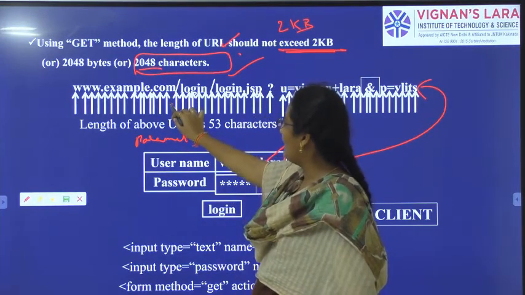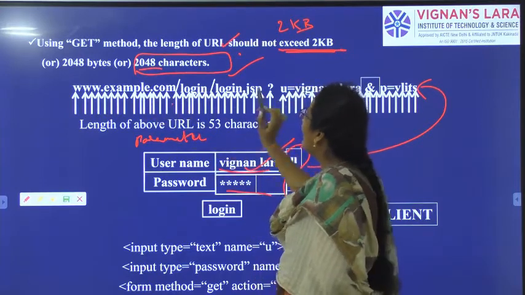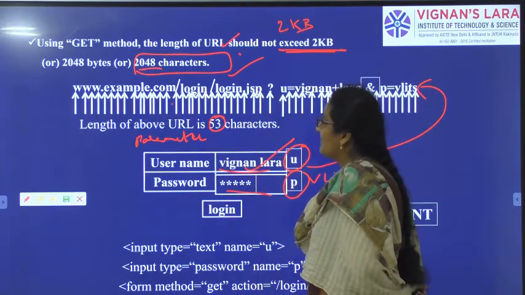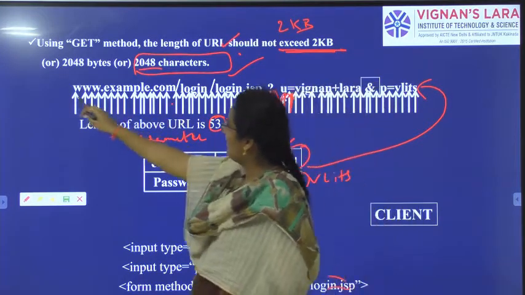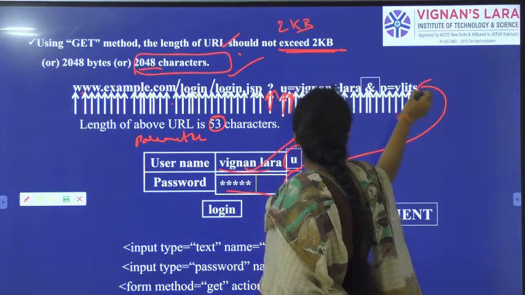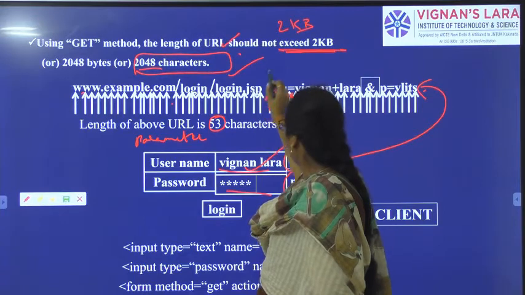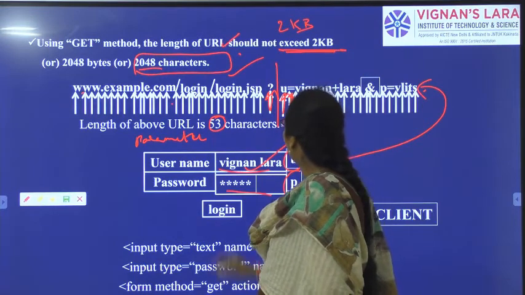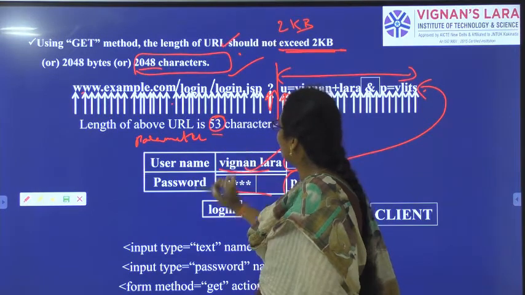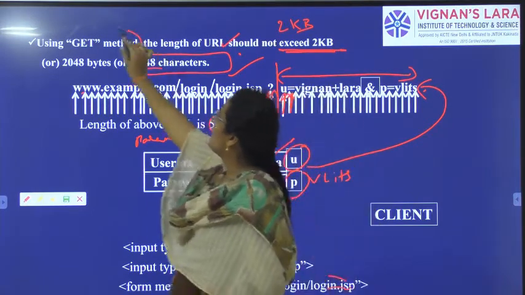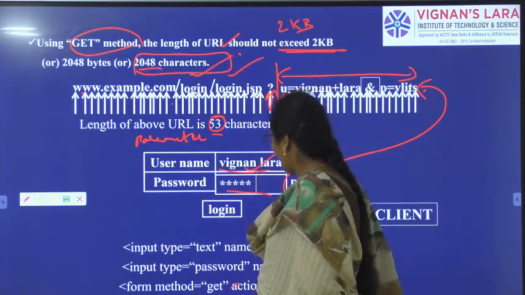In the example we have taken, username Vignal Lara, password VLITS and some URL, you have 53 characters. You can see here the counting of characters. From www.example.com to the VLITS password, we have counted the characters of the URL. Till login.jsp is only our URL, but parameters are also added to the URL. So the length of that URL is 53, but the condition is that while we are using the get method, our URL size should not exceed 2048 characters.